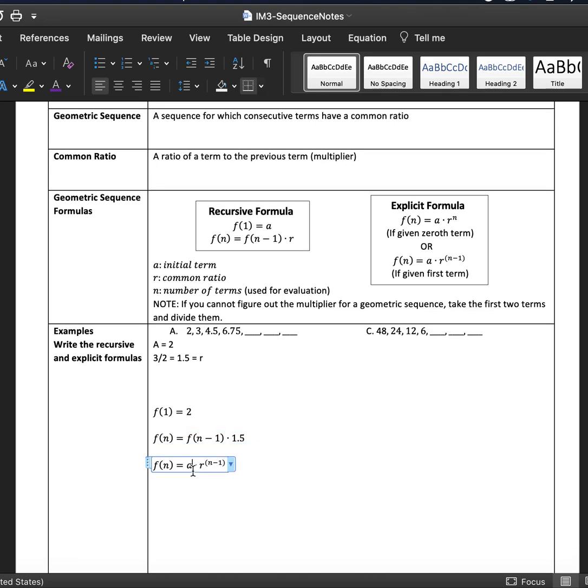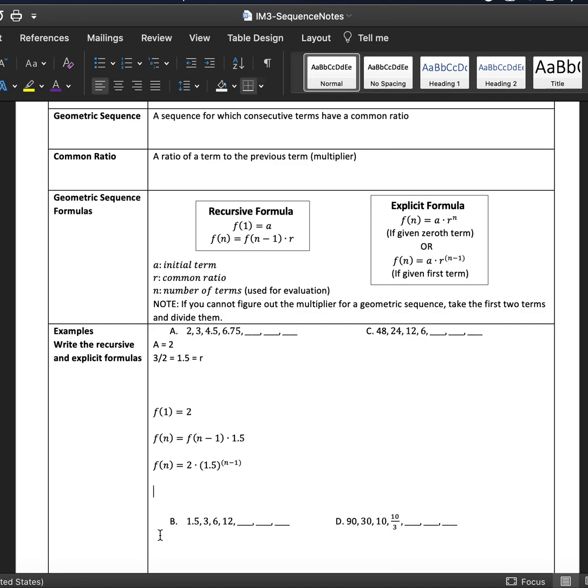Then our explicit formula, same thing. Our first term here is 2, and our common ratio here is, and I add parentheses in, 1.5. You don't have to add parentheses in, but I think it's important just because then people are brought to the idea that you have to do the exponents first and then multiply. If you don't add the parentheses in, a lot of times people think, oh, I can multiply 2 times 1.5 first before I do the exponents, and that's not true, okay?